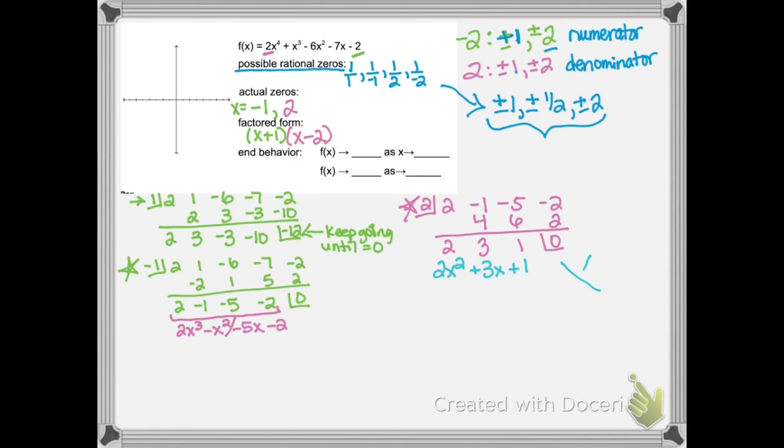To factor, 2 times 1 is 2. I need numbers that add to give you this 3. 2 and 1 will work. I'm going to rewrite the middle term as 2x plus 1x. And I'm going to factor by grouping, taking the first group and factoring out the GCF of 2x. Second group only has a 1 in common. 2x plus 1 times x plus 1. So remember, these are 2 more of our factors. I'm going to put those here.